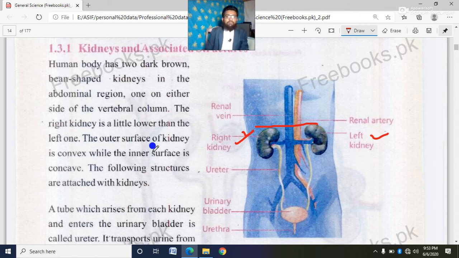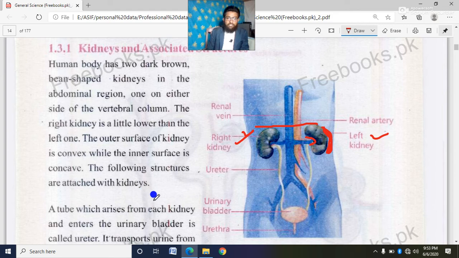The outer surface of the kidney is convex. Dear cadets, we can see in the figure that this is the outer surface, and it is protruded, curved outside. So this is known as the convex surface. While the inner surface is concave, curved inside, so this is known as the concave surface.